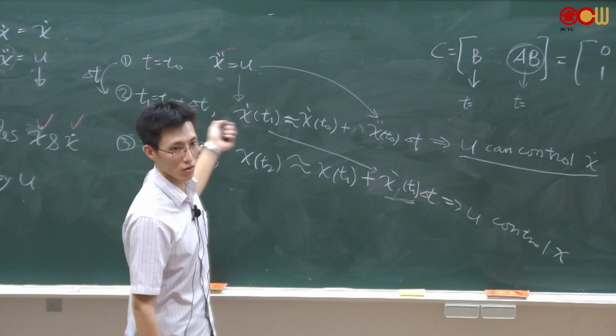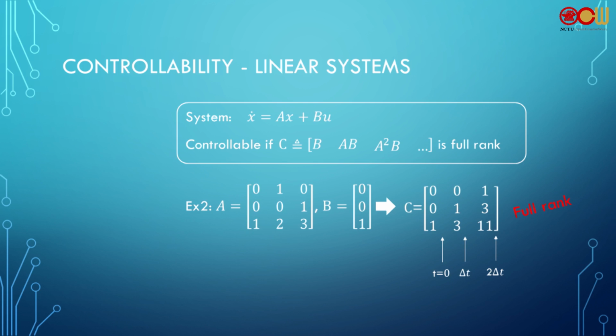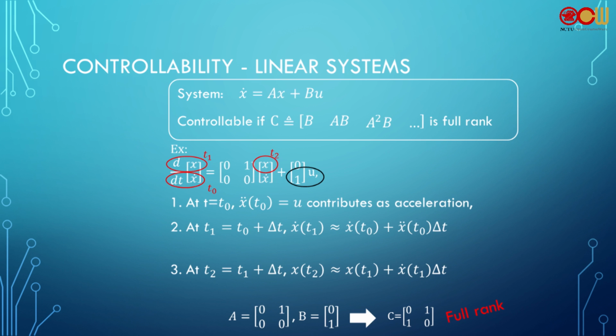But here is the background. Okay. How about you have a three-dimensional system? Then you need to use B, AB, and A squared B. Right? You need one more time step to see if the second element can change the first element. The question is, how can I modify A or B such that it's not controllable?